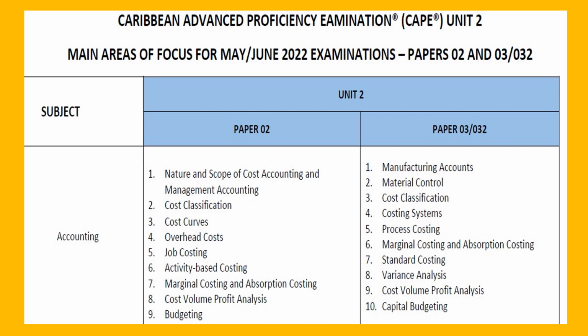Okay, we have here before us the broad exam topics released by CXC, and here we have paper 2 in this column and paper 3 slash 032, which is really the alternative to the SBA. We will not be looking at this since you who are in school and writing this exam should not be doing this paper.